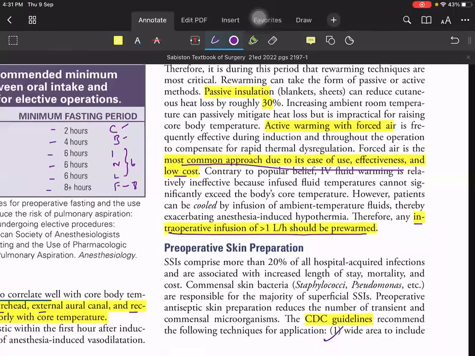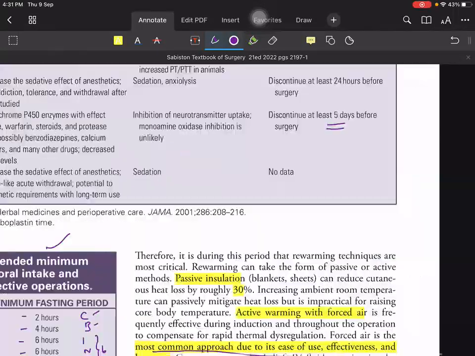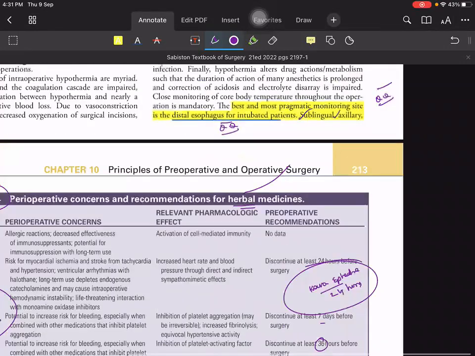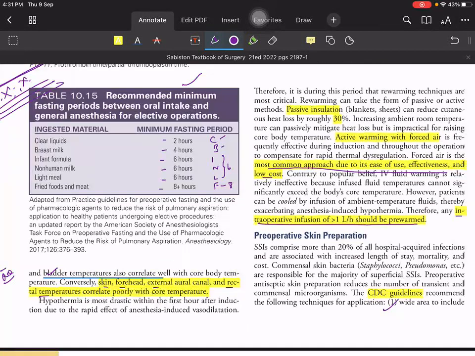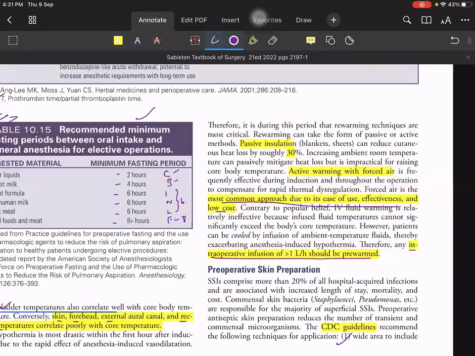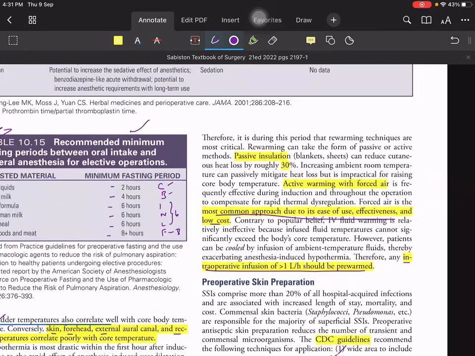So again I'm telling: the best site is the distal esophagus in intubated patients, and sublingual, axillary, and bladder temperature also correlate. Passive warming gives only 30%, active warming, especially forced air, is a good common approach. And if giving more than 1 liter of fluid, it should be pre-warmed.